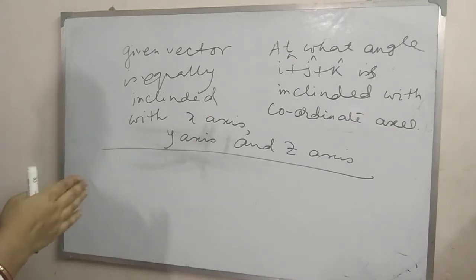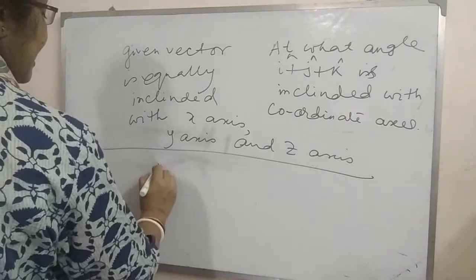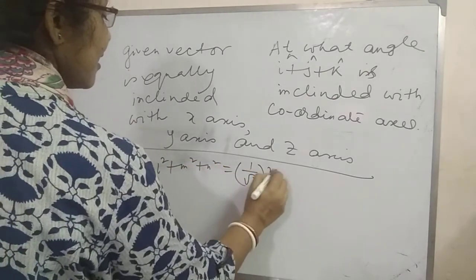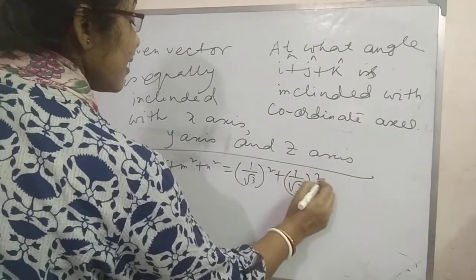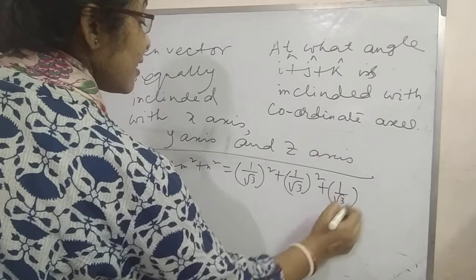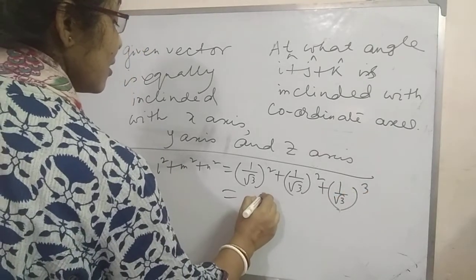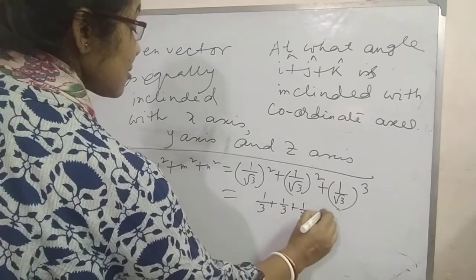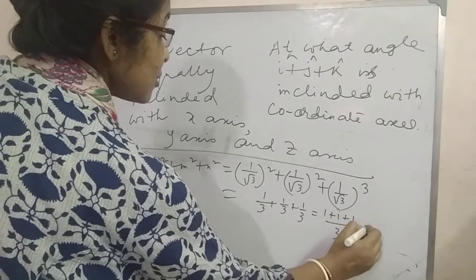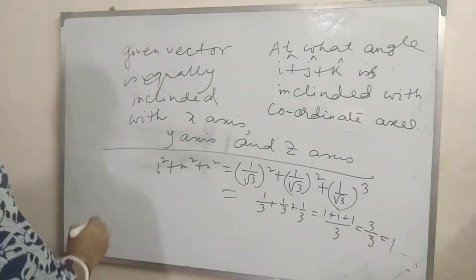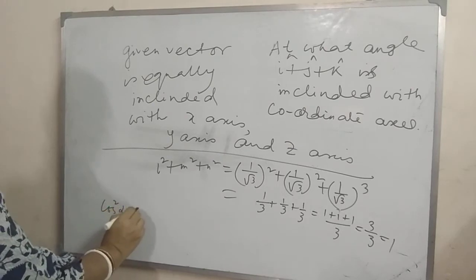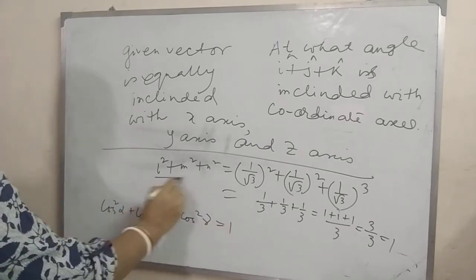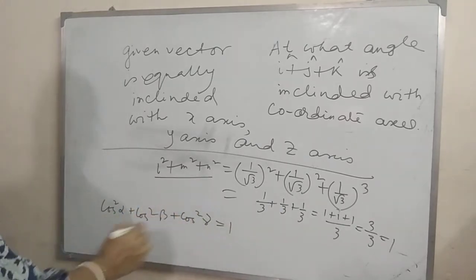Here one thing you see: L square plus M square plus N square equals 1 by root 3 square plus 1 by root 3 square plus 1 by root 3 square, which equals 1 by 3 plus 1 by 3 plus 1 by 3, that is 1 plus 1 plus 1 by 3, equal to 3 by 3 equals 1. And cos square alpha plus cos square beta plus cos square gamma equals 1.